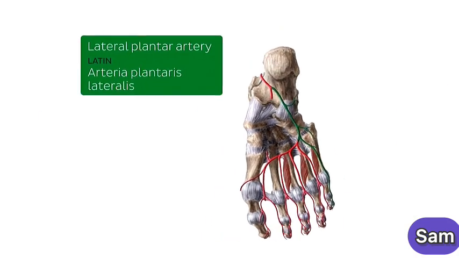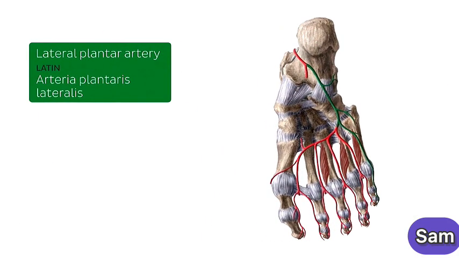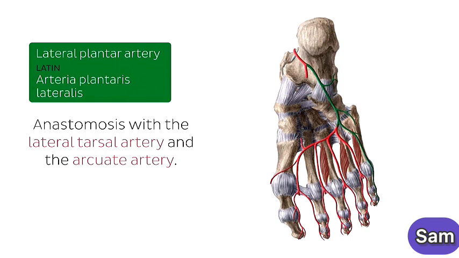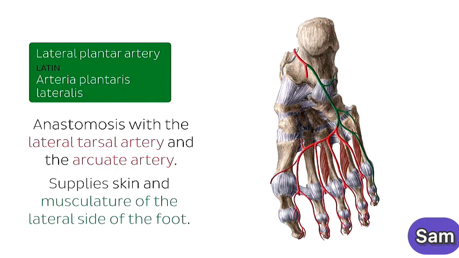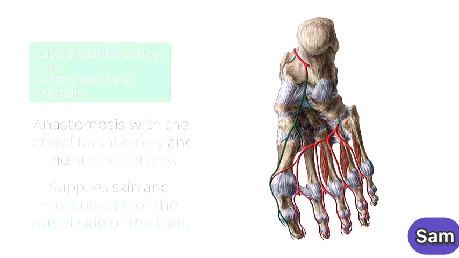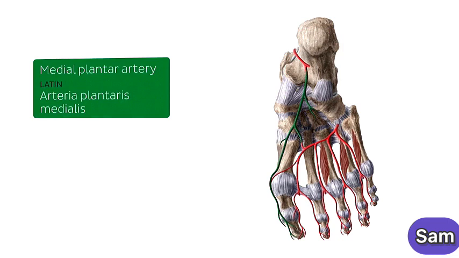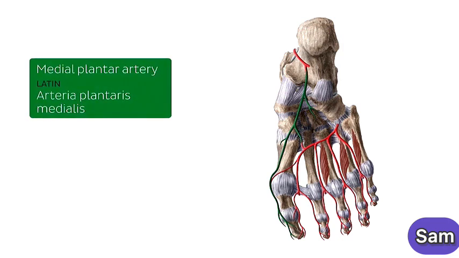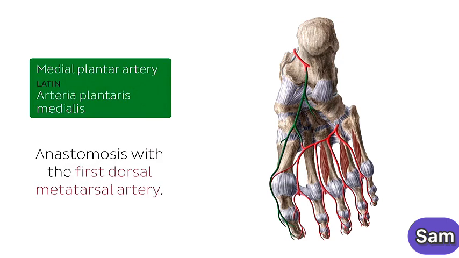Let's take a closer look at the lateral plantar artery. The lateral plantar artery runs towards the lateral side of the foot until the little toe. It forms an anastomosis with the lateral tarsal artery and the arcuate artery. The lateral plantar artery is going to be supplying the skin and musculature of the lateral side of the foot. We also saw this one that we're now highlighting. This is the medial plantar artery. This one runs towards the medial side of the foot and follows the first metatarsal bone until your big toe. It will form an anastomosis with the first dorsal metatarsal artery.